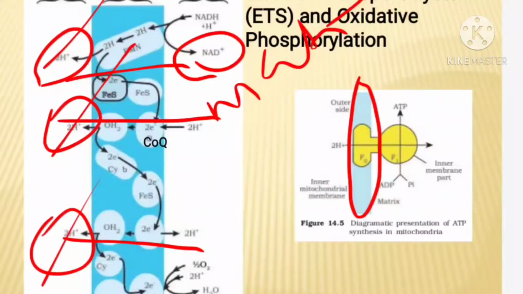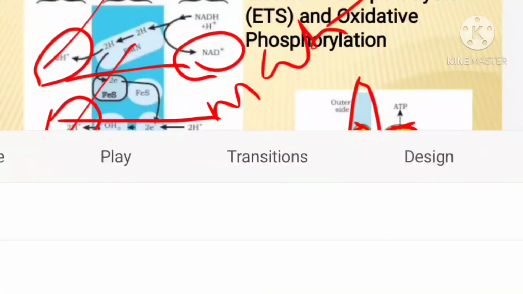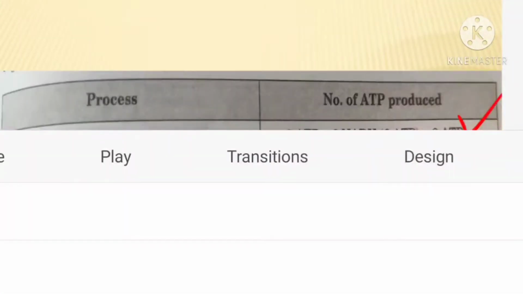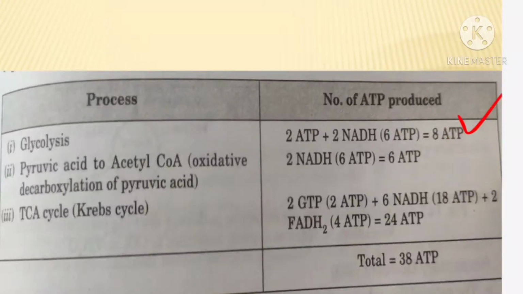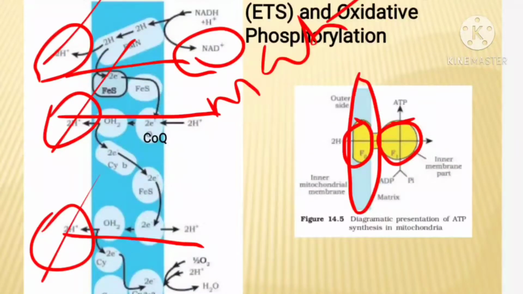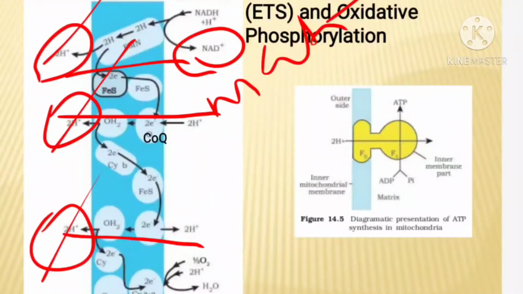In the inner mitochondrial membrane, you can find the F0 particle is present and the F1 particle is present over here, and they are attached with the help of what? They are attached with the help of a stalk. So, how the diagram is, you can see. This is F0, this is the stalk and this is the F1 particle, right.